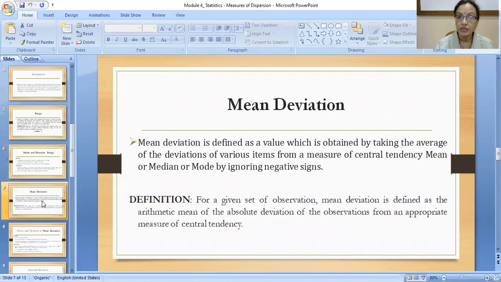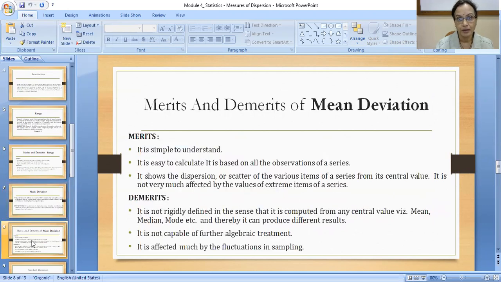Mean deviation is defined as a value obtained by taking the average of deviations of various items from a measure of central tendency, mean or median or mode, by ignoring negative signs. So the definition is: for a given set of observations, mean deviation is defined as the arithmetic mean of the absolute deviations of the observations from an appropriate measure of central tendency.